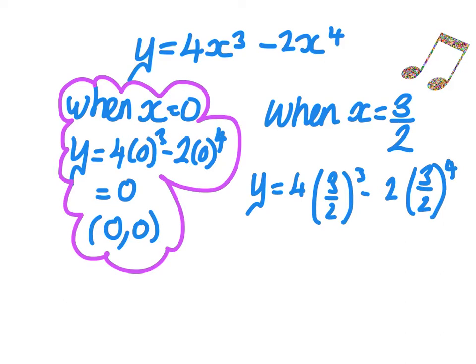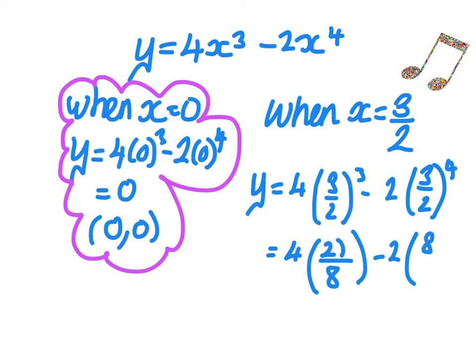Now we're going to try to calculate. When I'm cubing a fraction, I'm just cubing the top number and I'm cubing the bottom. So I'm doing that first. So 4 times 3 cubed, which is 27, over 2 cubed, which is 8, minus 2 times 3 to the power of 4, which is 81, over 2 to the power of 4, which is 16.